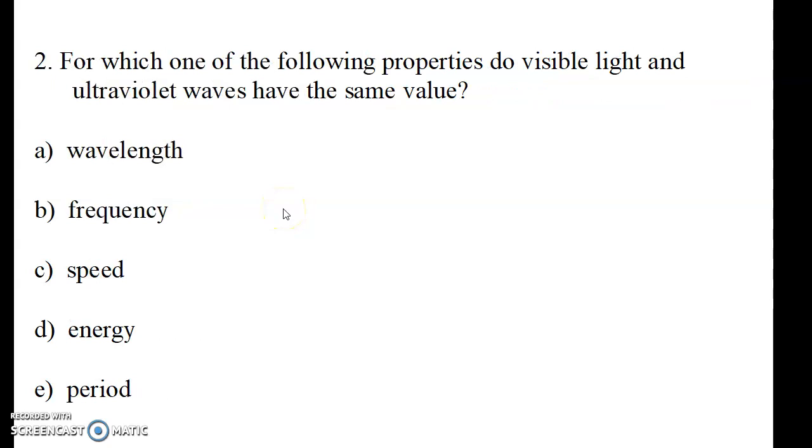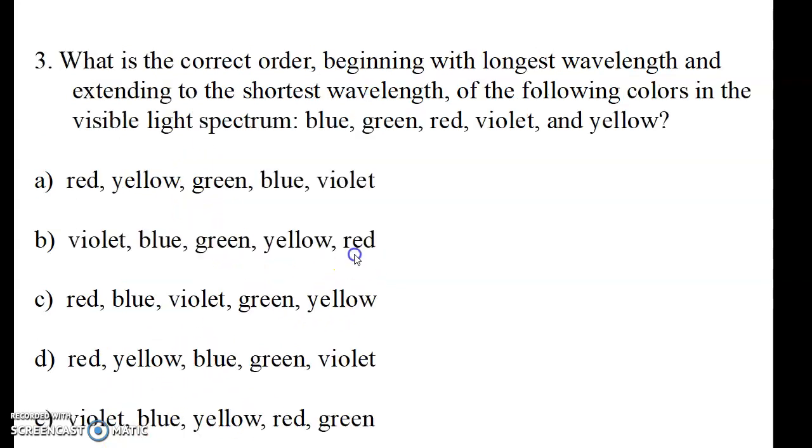Now, for the next one. For which one of the following properties do visible light and ultraviolet waves have the same value? And of course, the only correct value there is speed. The other ones all change depending upon the specific wavelength, frequency, energy, or period of the different ones. The correct order, beginning with longest wavelengths and extending to the shortest, of course, is red, yellow, green, blue, violet. The answer there is A.